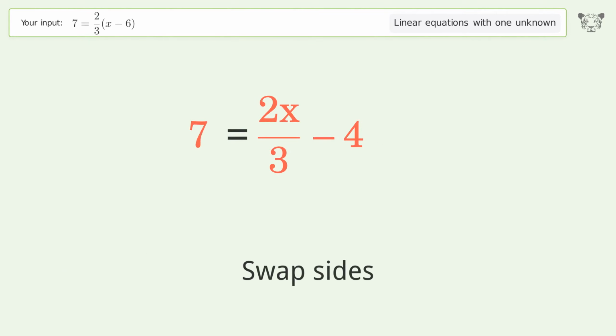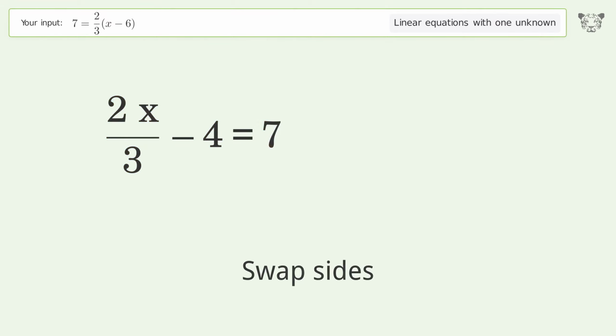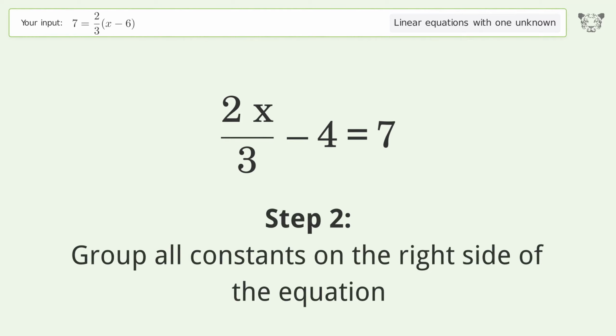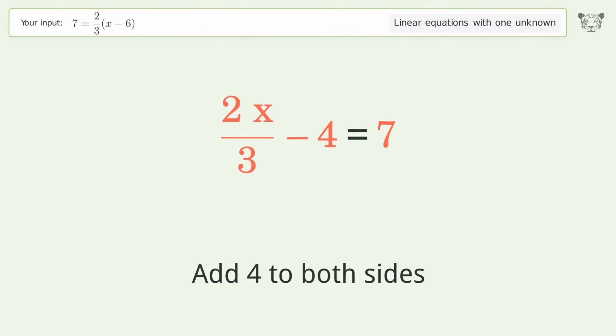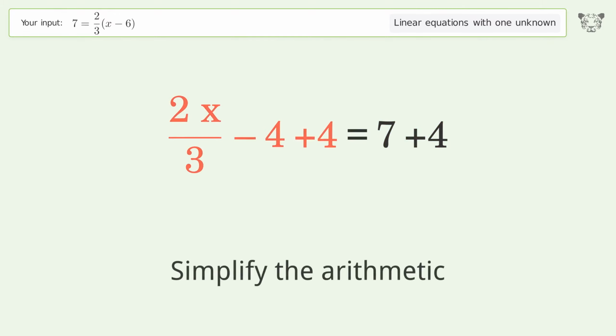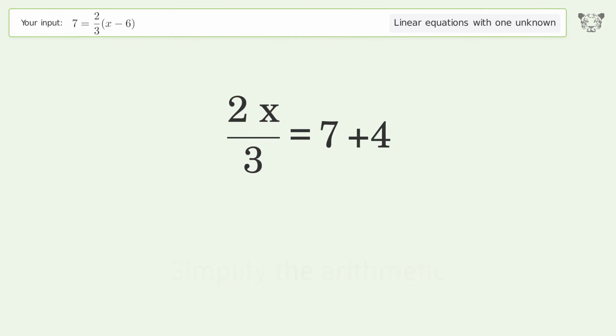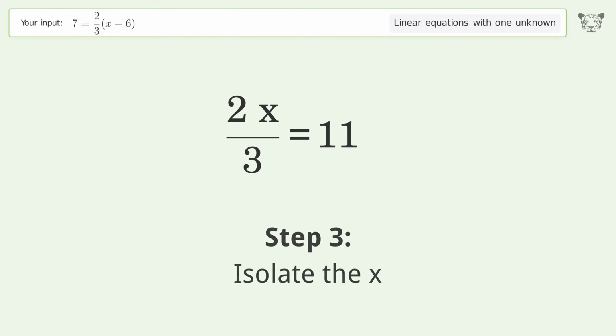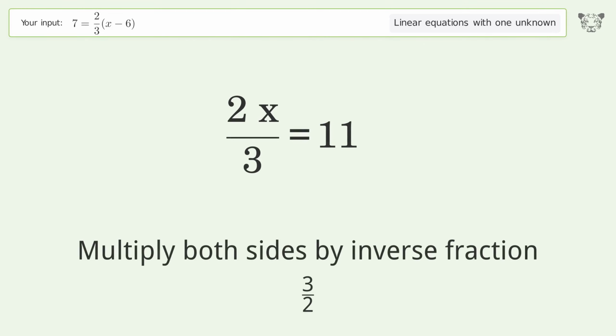Swap sides. Group all constants on the right side of the equation. Add 4 to both sides. Simplify the arithmetic. Isolate the x. Multiply both sides by inverse fraction 3/2.